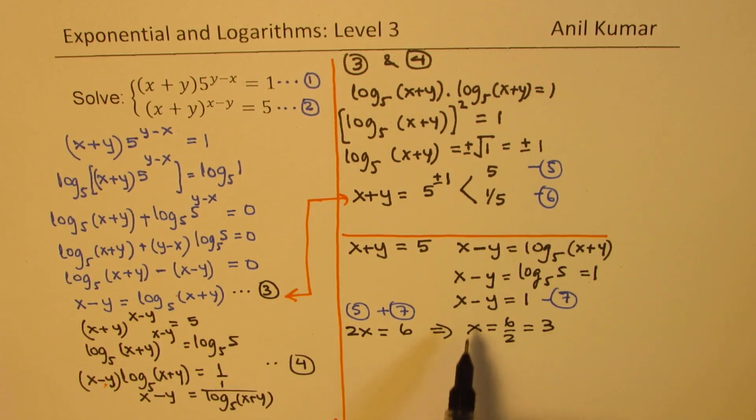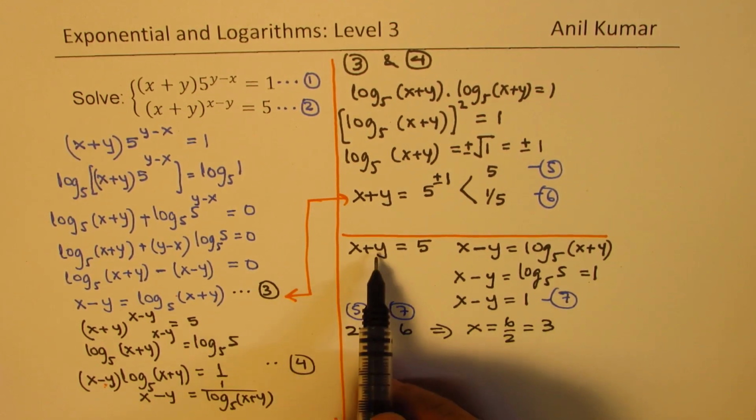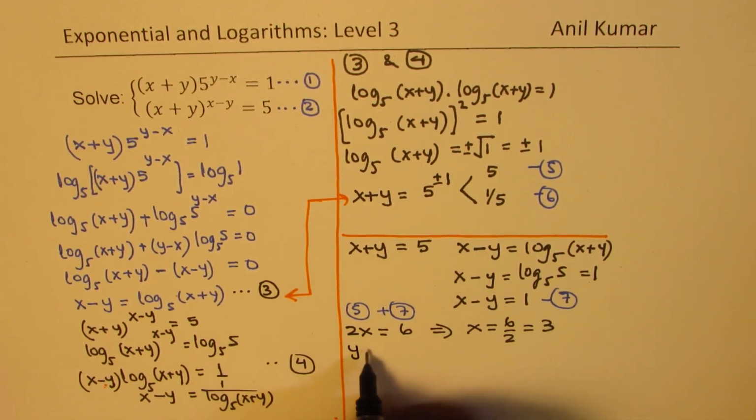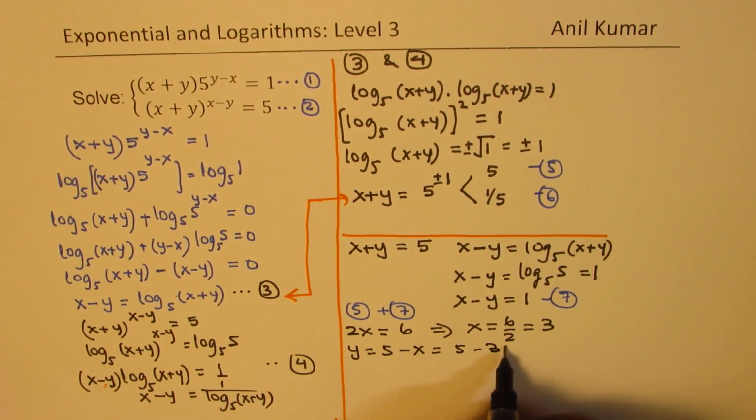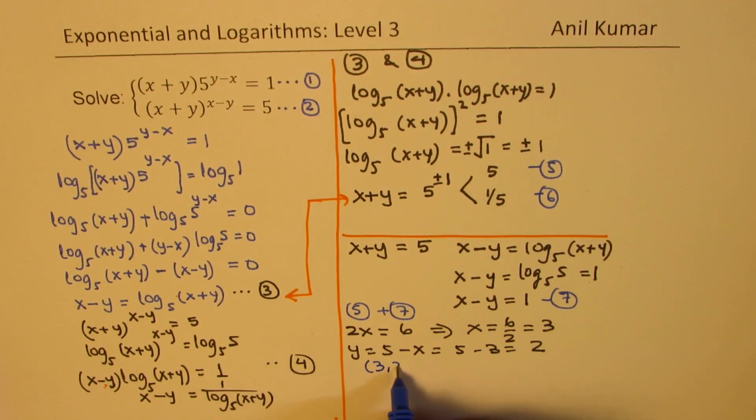Right, so if x is 3, then what is y equal to? y is 5 minus x, which is 5 minus 3 equals 2. So one set of values which you get here is 3 and 2, right? So 3 and 2 becomes one of the solutions. I should say solution 1.